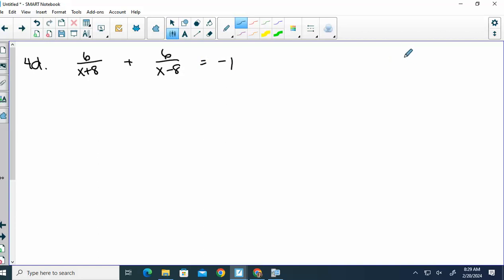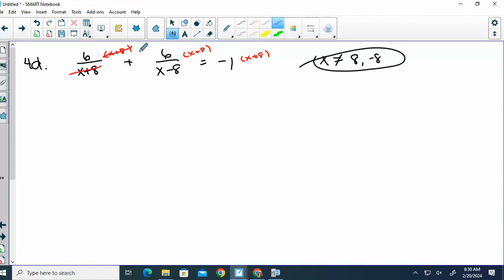Okay, so on the equations, our strategy was to multiply and get rid of them, but we had to make a note. What can x not be? And that's because those make the denominator 0. So if we want to get rid of the first denominator, we have to multiply by x plus 8. And if you do it to one, you do it to all. That cancels this. We still have an x minus 8 on the bottom. So now everything gets multiplied with x minus 8. And that includes the negative 1.